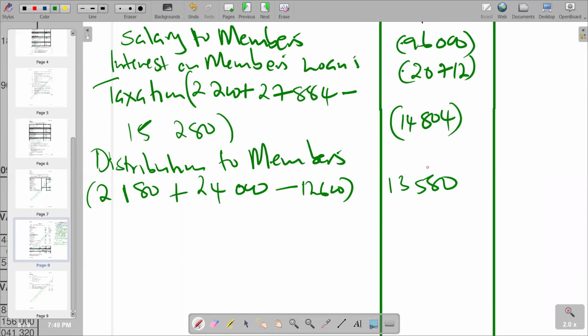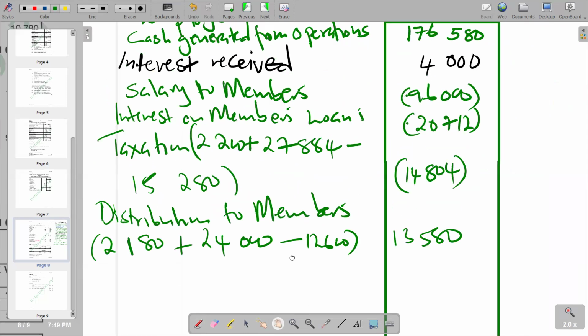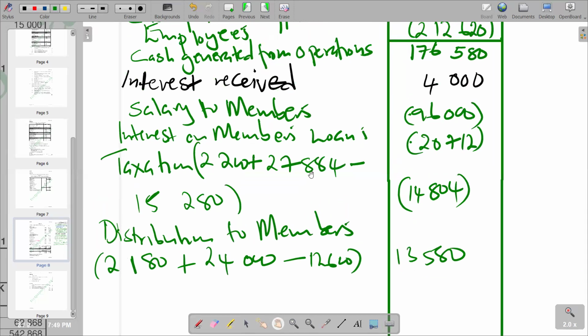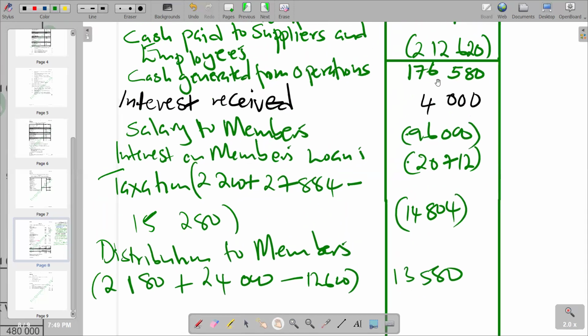So these are the last items that we have under operating. So we can add, whereby we are adding from, let's just try to bring our page down. We are saying our 176,580 is a positive. We add your 4,000, subtract your 96,000, subtract your 20,704, we subtract 14,804. And then you also subtract 13,580. Remember, it's an outflow, so here you subtract again.